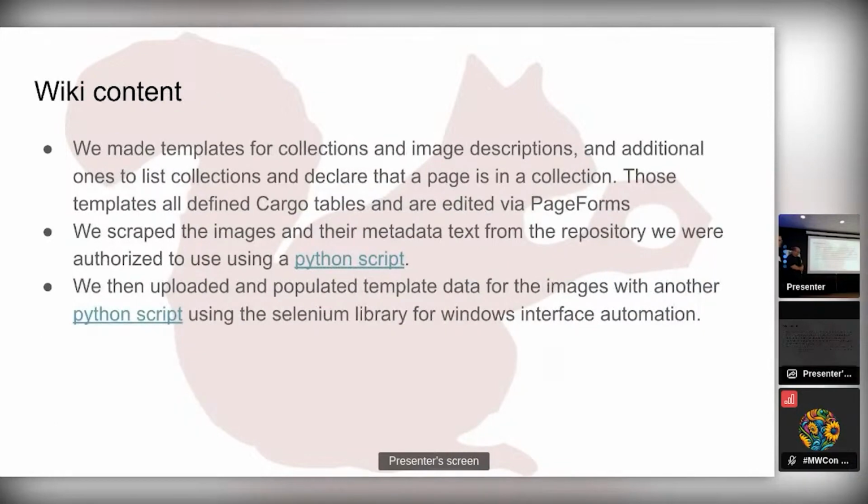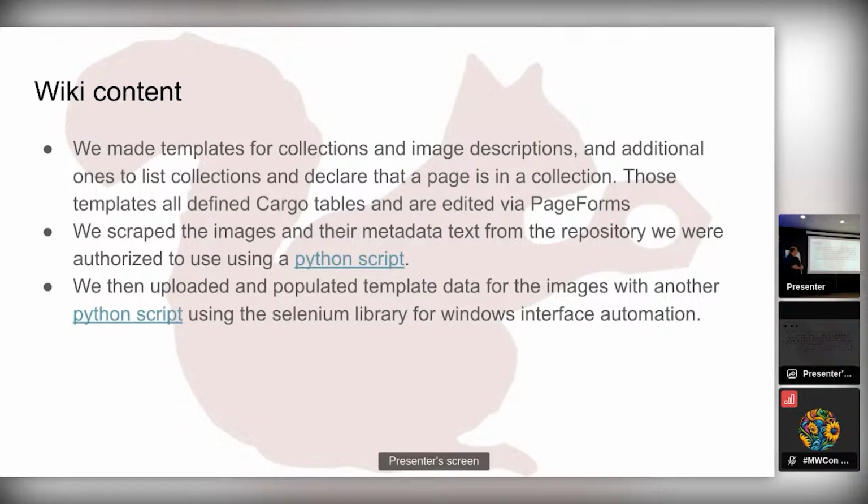So for the wiki content, not going to go into too much detail, but we made templates to have collections of the images and to be able to annotate the image descriptions with templates. And then we added the templates that would allow them to list collections. The whole idea being that adding one more collection is just building one more page, and then it pulls that page into the dropdown for the collections for page forms, so that they can extend this thing as they want to.